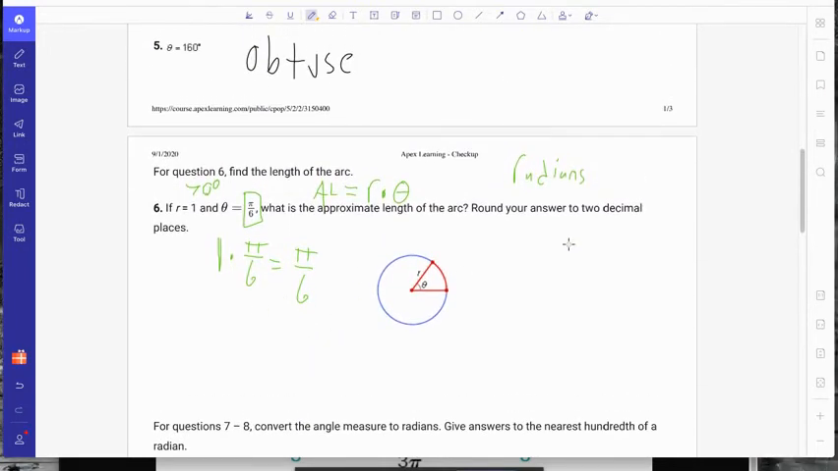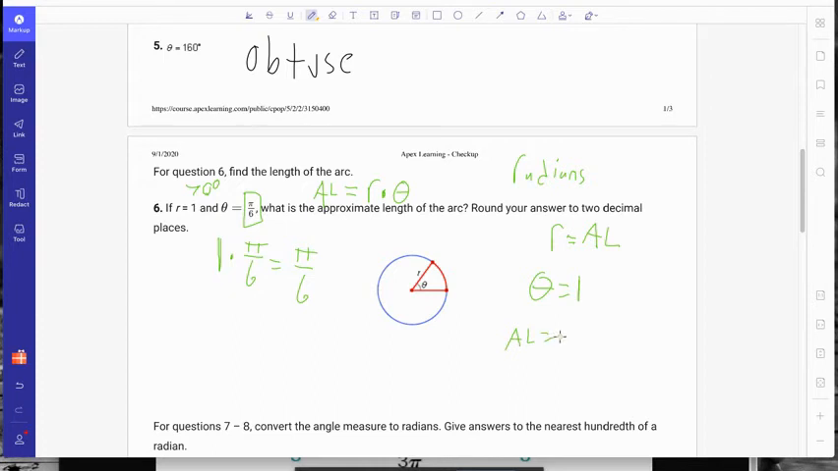There's one more thing to talk about with arc length. If you have a radius that's equal to your arc length, if you know your radius is equal to your arc length, that means your theta is equal to 1.